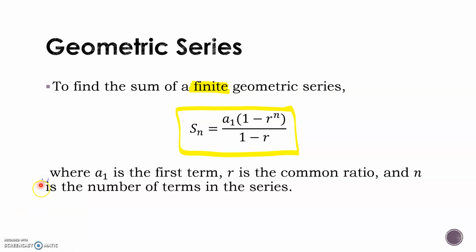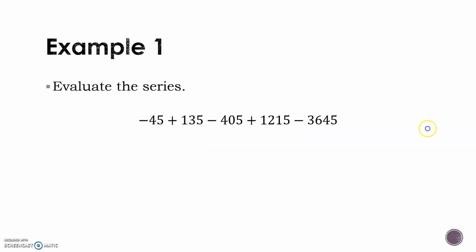Same kind of things that we're using, variables a sub 1, r, and n. These are all the same as in the geometric sequences. So remember, sequence versus series. A sequence is just listing the numbers with commas. Series is listing the terms with pluses and adding them all together.